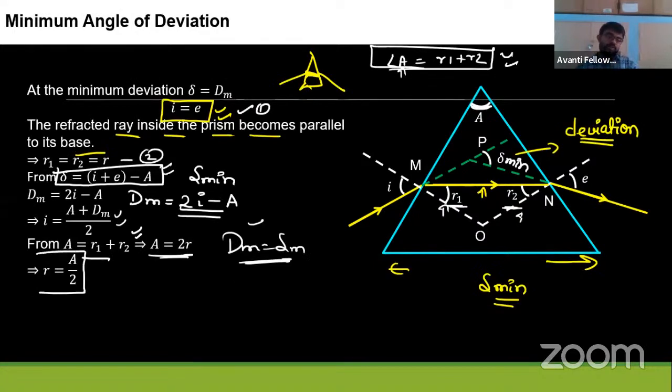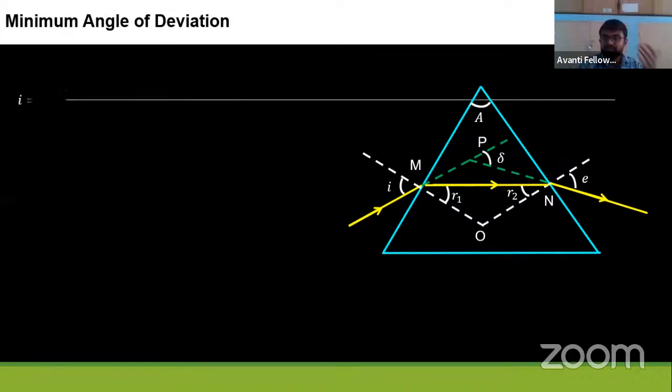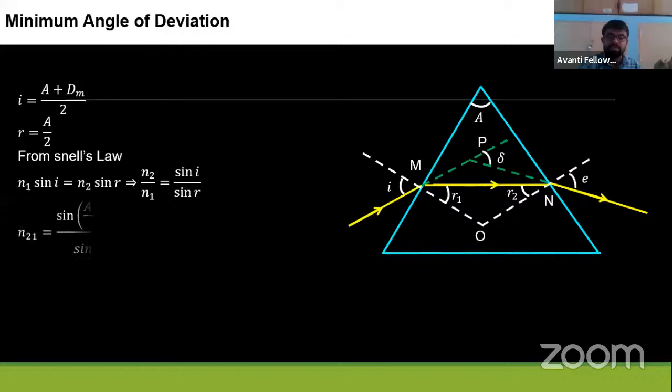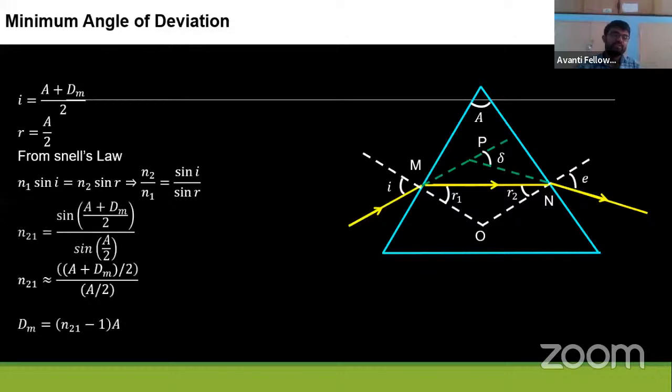R is here equals to what? Angle of prism by 2. We got this from this formula. Now we'll substitute it back again, and using Snell's law, I'm going quickly towards that. You'll get the final answer as this.